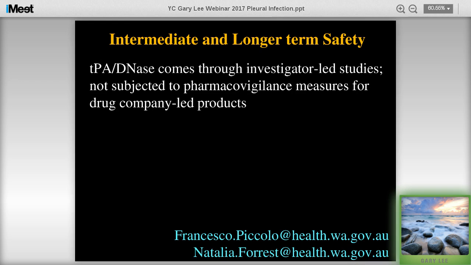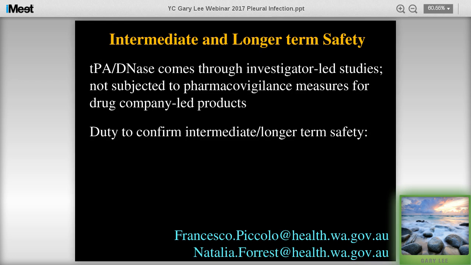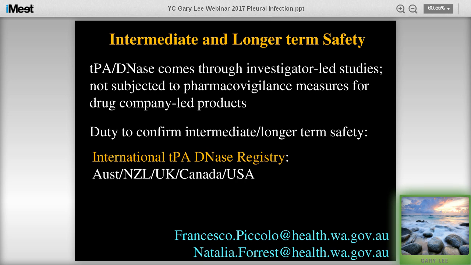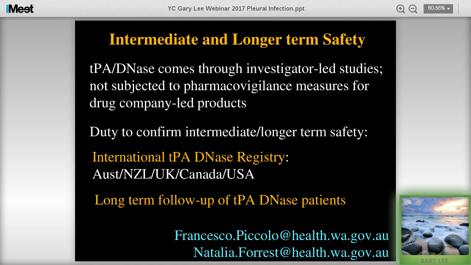So we think that we have some moral responsibility that we should follow up these patients. It is a duty of ours to confirm that these patients that we treated with TPA and DNase were okay in the long term. So we do bring them back a few months later in order to test their lung function and X-rays, and that they haven't developed new diseases, etc. So if you are interested in joining us, Natalia Forrest is our research fellow who is looking into this, and she's got a large collection of patients. And if you want to contribute data to that, we'll be very, very happy for you to join us.